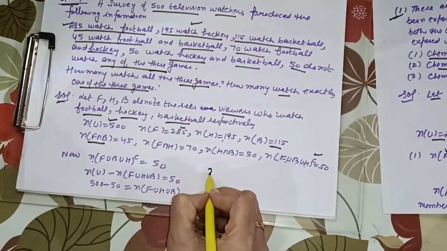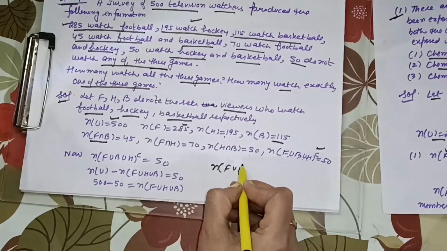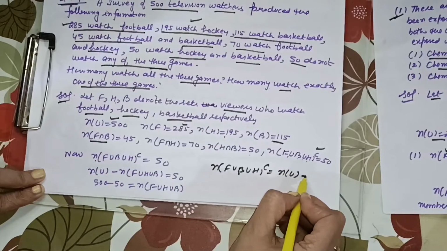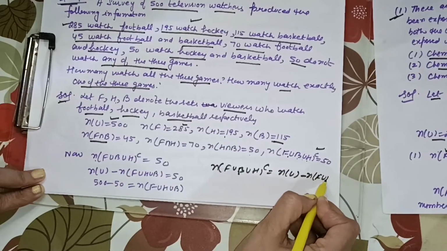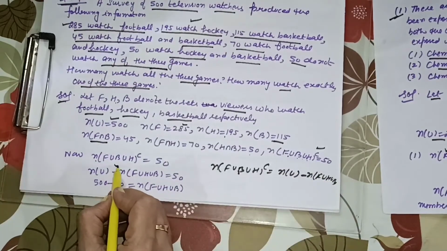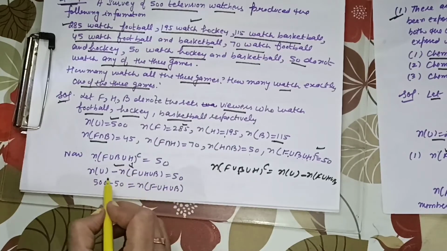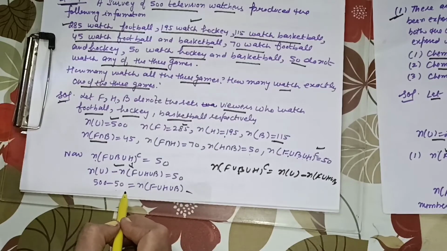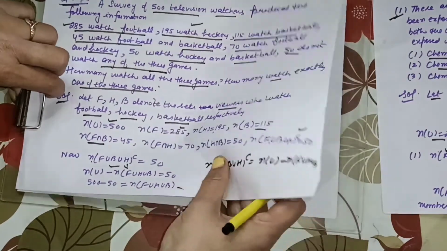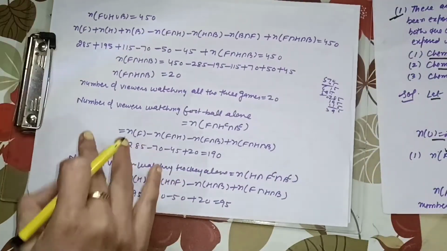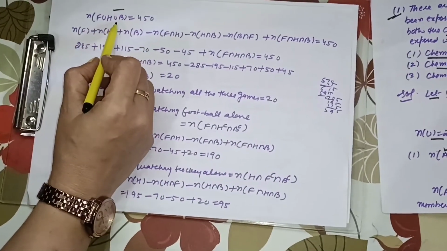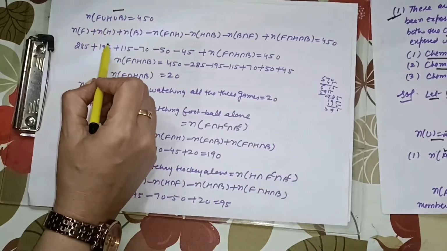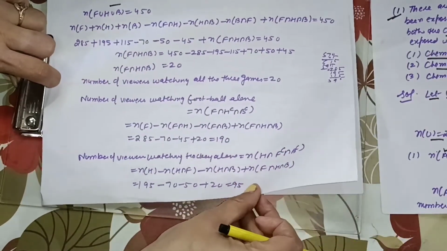So the formula will be, if there is a complement given, we can write the formula: universal set minus n of (F union H union B). This is the formula I have used in this step. On the right hand side I can write 500 minus 50, so there is 450. 450 persons like F union H union B. I am putting the formula as I have already mentioned in the previous videos.